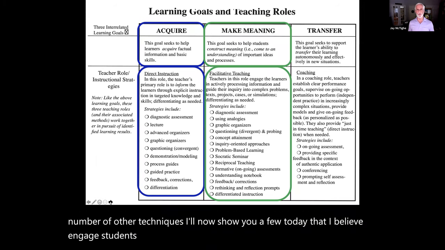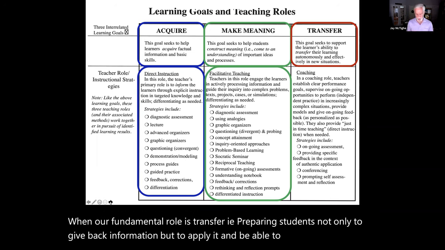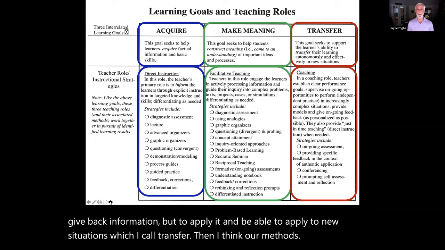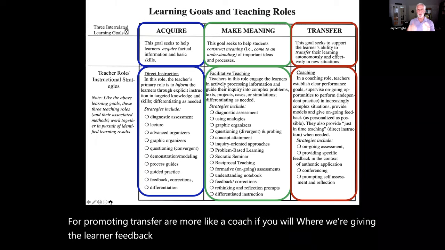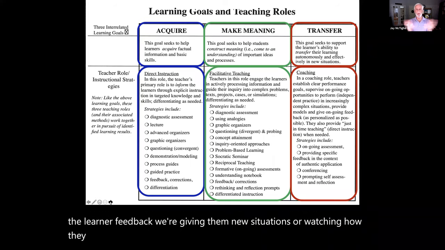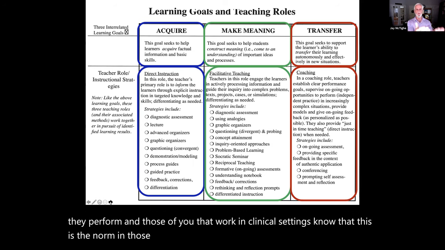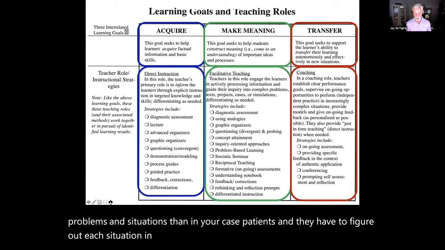There are a number of other techniques, and I'll show you a few today, that I believe engage students in active meaning making. When our fundamental role is transfer, i.e. preparing students not only to give back information, but to apply it in new situations, which I call transfer, then I think our methods for promoting transfer are more like a coach, if you will, where we're giving the learner feedback, we're giving them new situations and watching how they perform. And those of you that work in clinical settings know that this is the norm in those settings where students are confronting real world problems and situations, and in your case, patients, and they have to figure out each situation, each condition, et cetera.